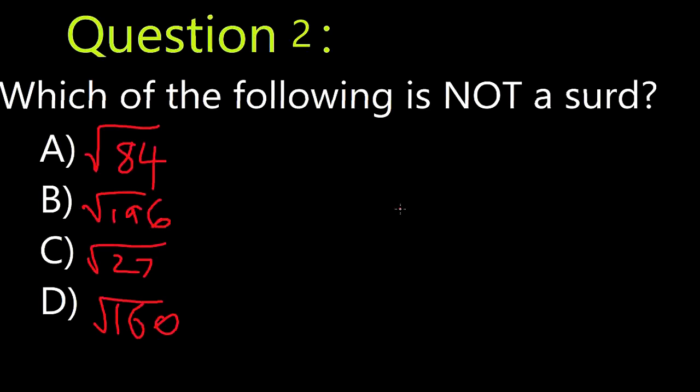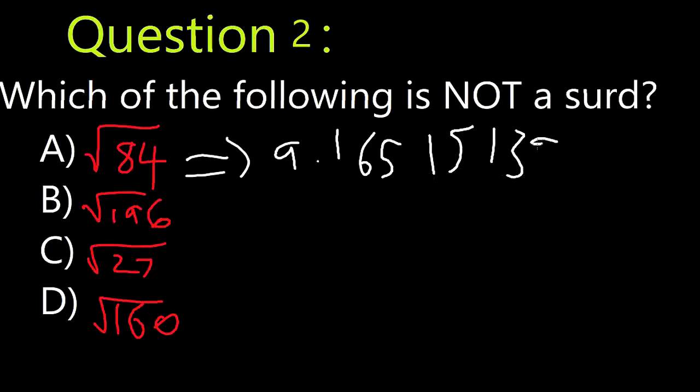So again, we have to remember what a surd is. If we can represent any of these in fraction form, then we will know that it is not a surd. So we'll put in root 84, and we can see that that is equal to 9.1651513. Now it doesn't look like it's going to be representable as a fraction, but again I'm going to press my fraction button and nothing happens, so I know that it cannot be represented as a fraction and is therefore a surd.